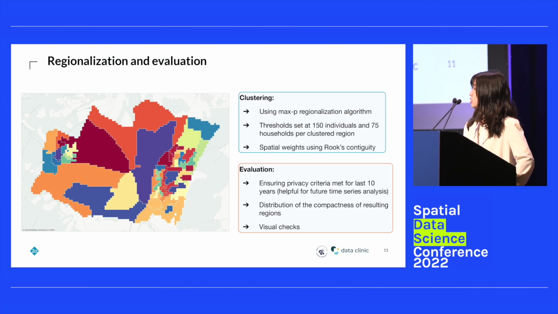We also use Rook's contiguity as the spatial weights, so the polygons will look more natural and more compact, and more similar to what we picture as neighborhoods.